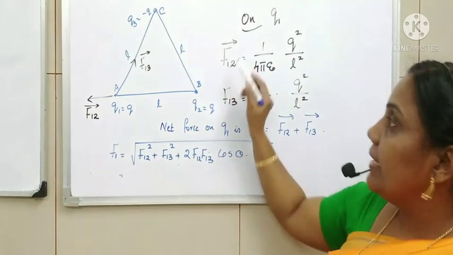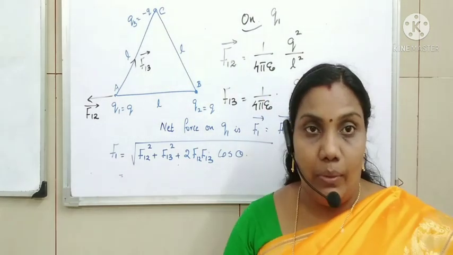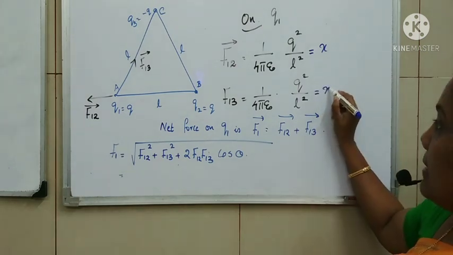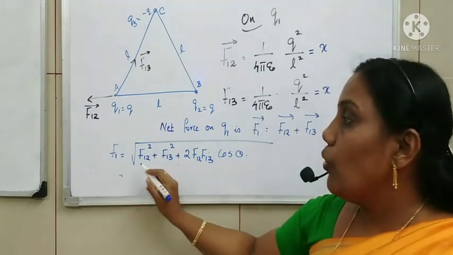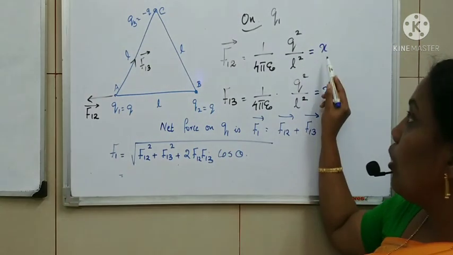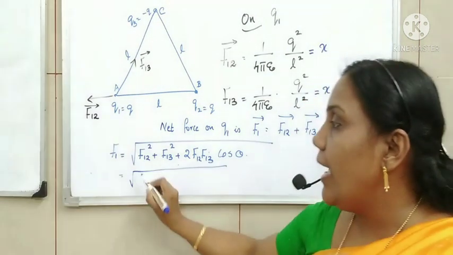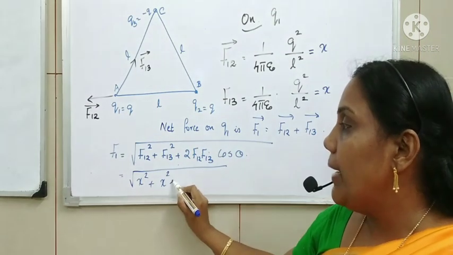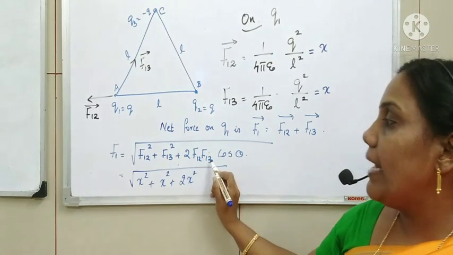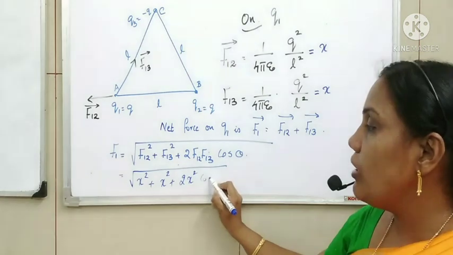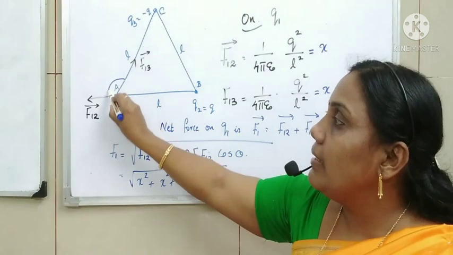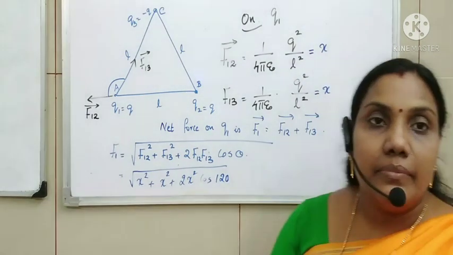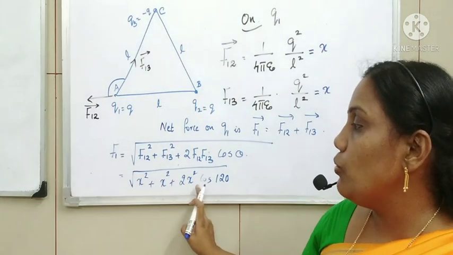For simplification, here this F12 and F13 are magnitude wise equal. Let this be equal to x and this is also equal to x, so that it can be simplified easily. So root of F12 square is x square and F13 is also x. Therefore here it is x square plus 2 x square into cos of the angle. What is the angle between F12 and F13? That angle is 120 degree. So here it is cos 120. Clear? So root of x square plus 2x square cos 120.